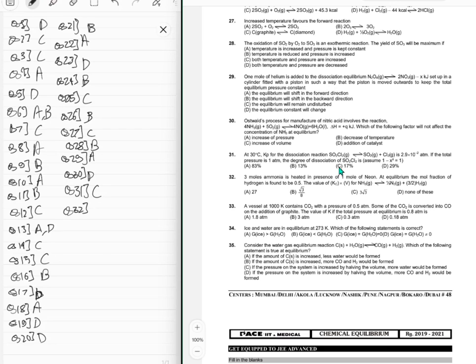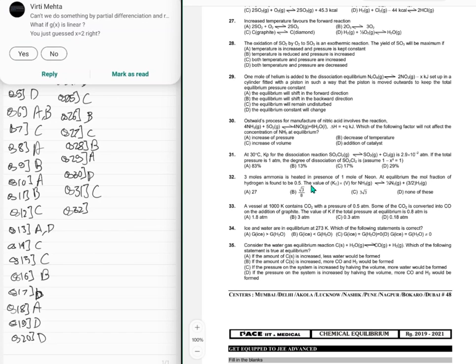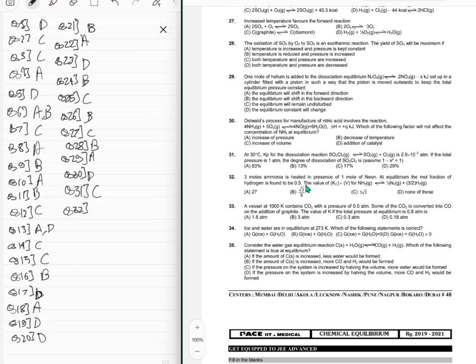Question number 32. 3 moles ammonia is heated in presence of 1 mole of neon. At equilibrium, the mole fraction of hydrogen is found to be 0.5. The value of Kc into V for NH3 gives 3 mole ammonia, 1 mole neon. Okay. Mole fraction of hydrogen is found to be, so involving neon as well. That's not good. Nothing about the pressure is given, right? Oh, so you do know something about the volume. Okay, fine.